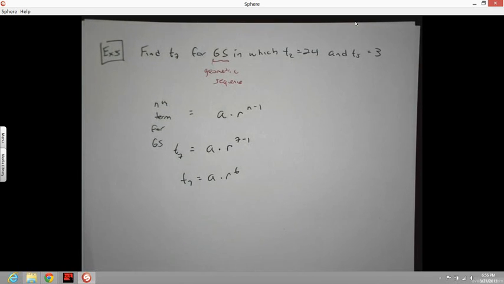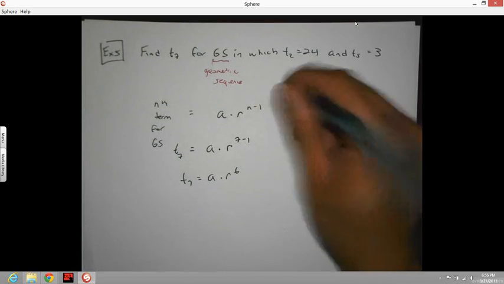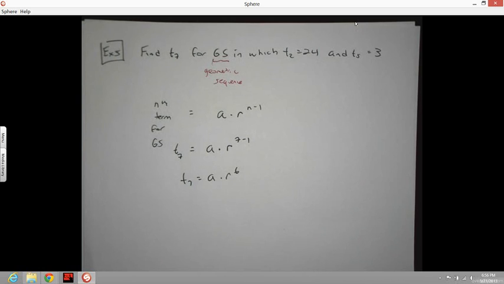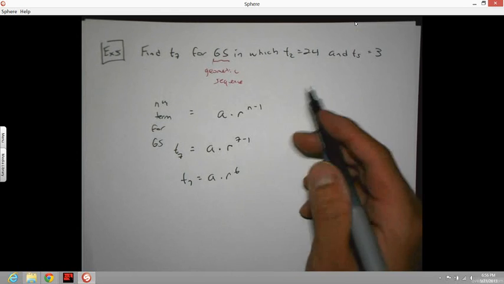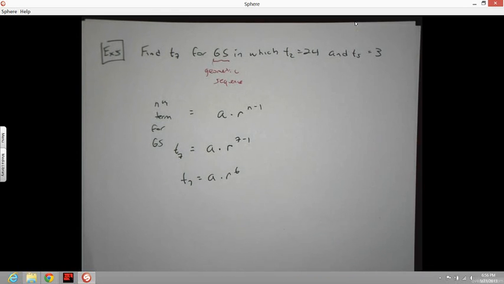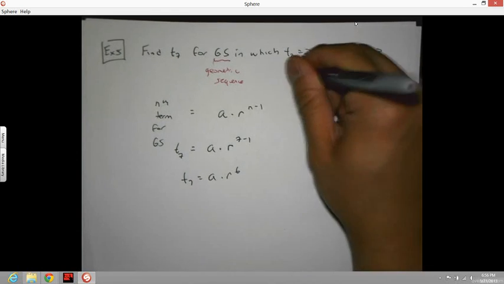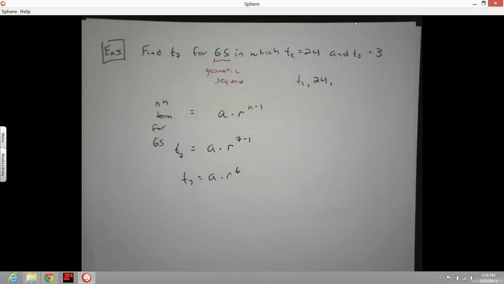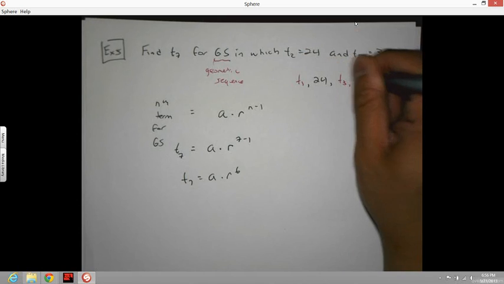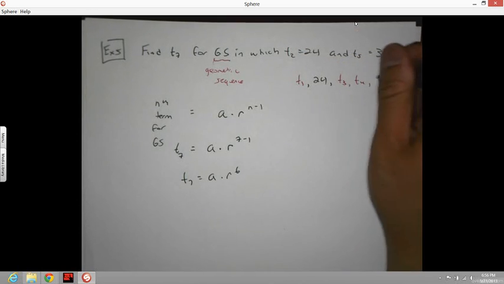And then you start looking at your options. Well, I don't know A because I don't know my T1, and I don't know my R. If I were to space this thing out, it would look something like this, wouldn't it? It would be T1, and then it would be my 24, then it would be T3, T4, and then my T5, which is 3. I still don't know this.